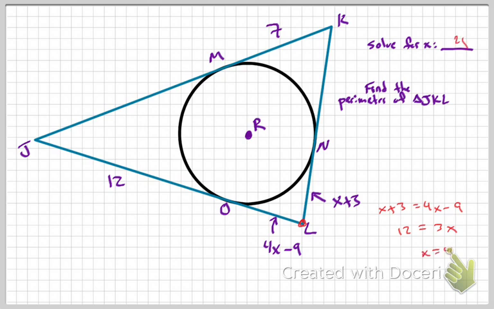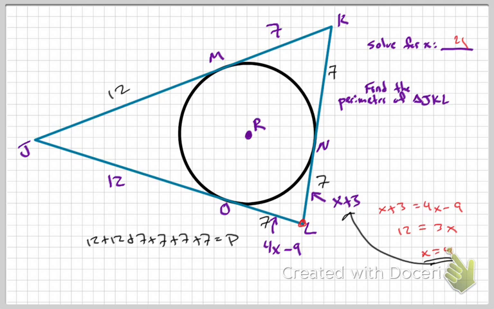The next thing they ask is, what is the perimeter of triangle JKL? So let's look at this. I know that JO is 12. So that means that JM is 12. I know that KM is 7. So that means that KN is also 7. I can then take my 4, plug it in right there. 4 plus 3 is 7, which means that LO has to also be 7. So all I have to do to get the perimeter of my triangle is 12 plus 12 plus 7 plus 7 plus 7 plus 7 equals my perimeter.